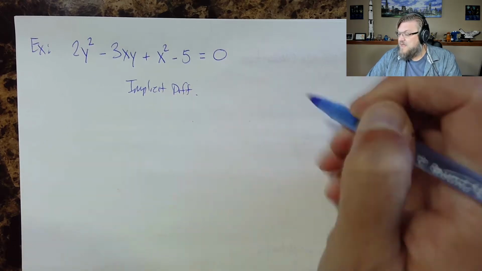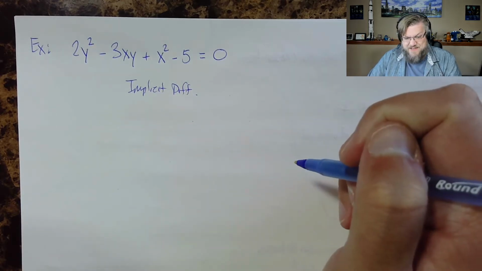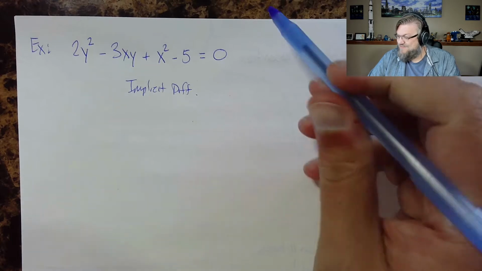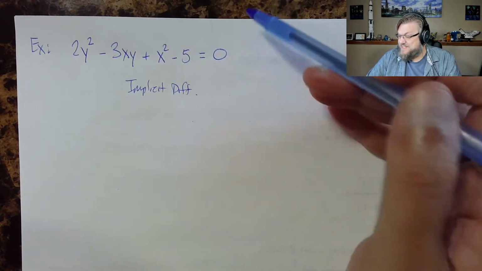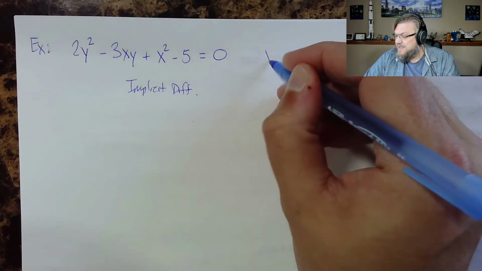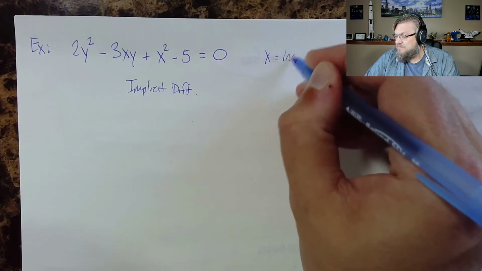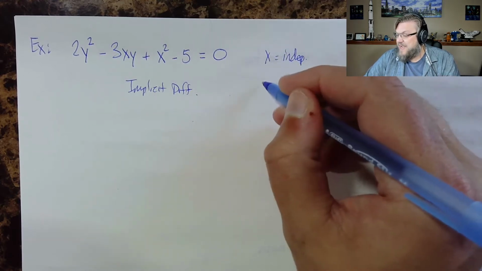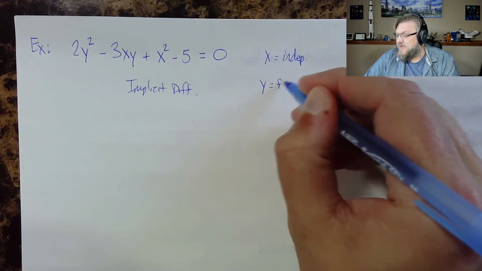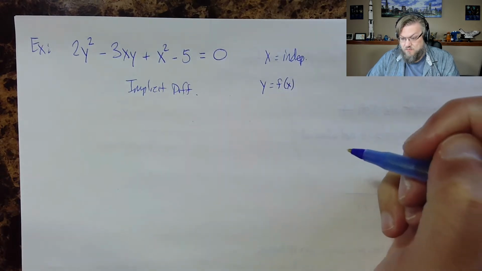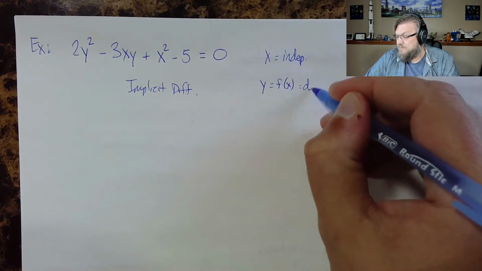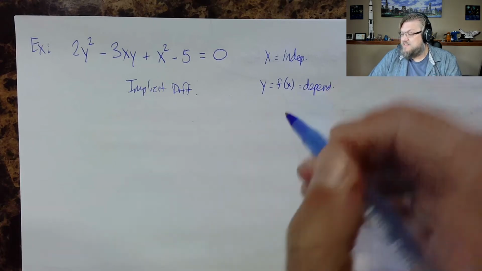Now, just to remind ourselves how we would approach that in Calc 1, we would take the derivative of both sides. Now, remember the setup here. x is an independent variable, and y is some function of x. We just don't know what that is, right? So y is a dependent variable, and it depends on x.